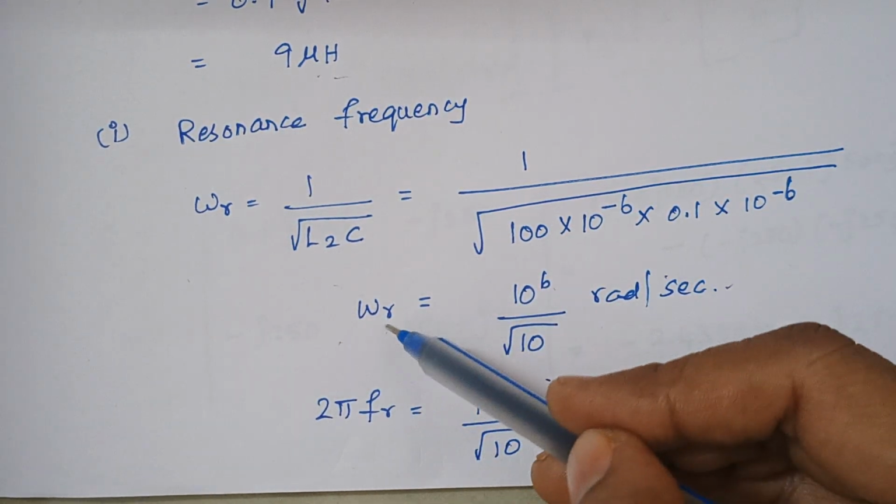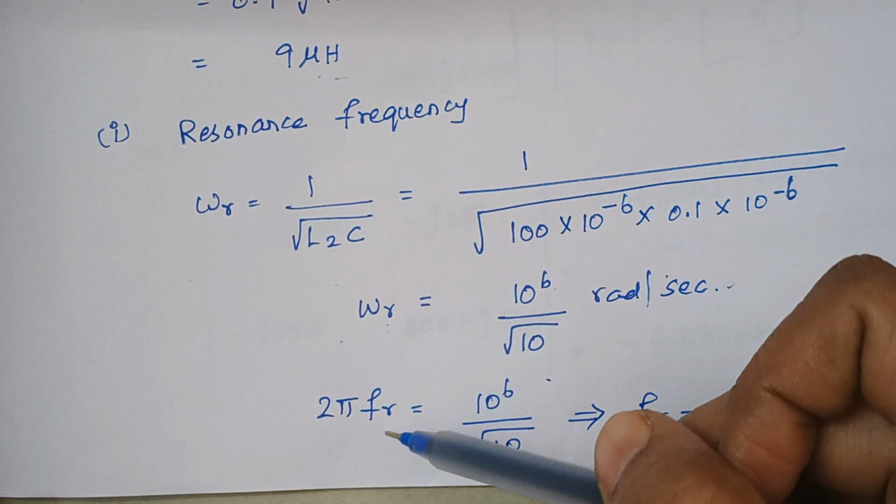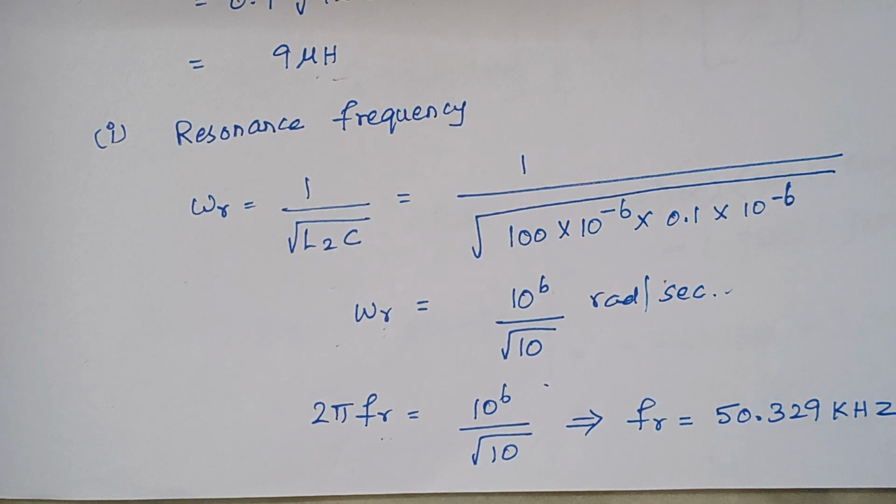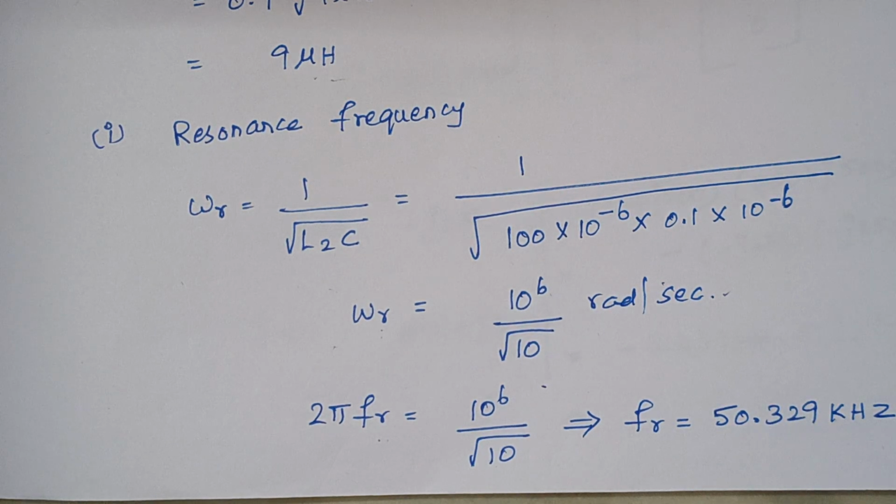So omega R is nothing but 2 pi Fr, right? From this we can easily calculate the value of Fr. So the value of Fr is 50.329 kilohertz, right? So first part is over.